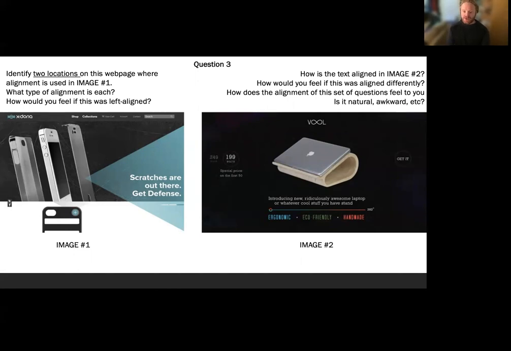Head over to the worksheets, bounce back and forth between the images in the worksheets, and go ahead and complete this task. I'll give you a few moments to pause the video and then take at least 10 minutes and analyze the questions about image 1 and image 2.